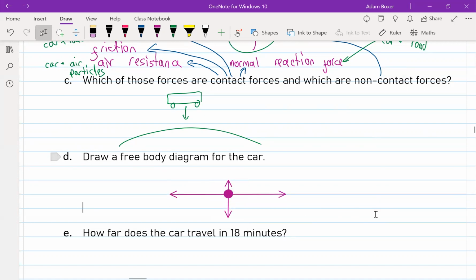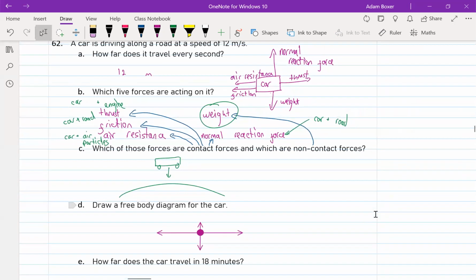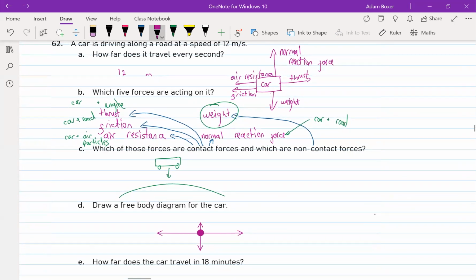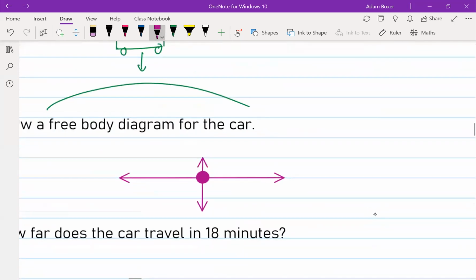Okay, and then you'd label all the forces like I've done up here. So all of these forces would go down there. So we'll write thrust, weight, normal reaction force. And that one arrow stands for air resistance plus friction.